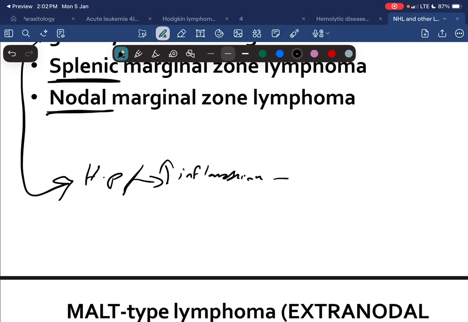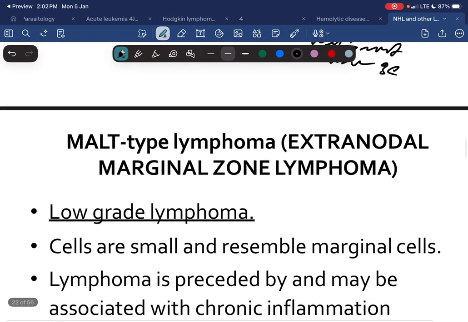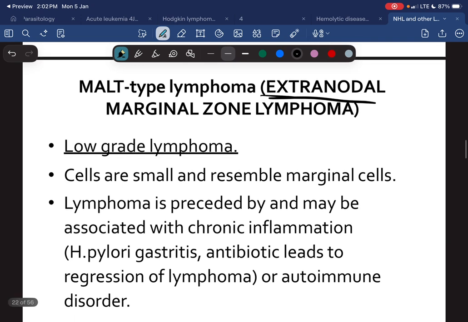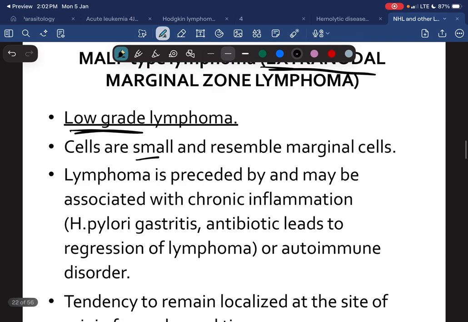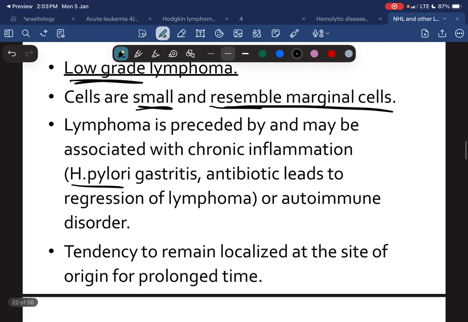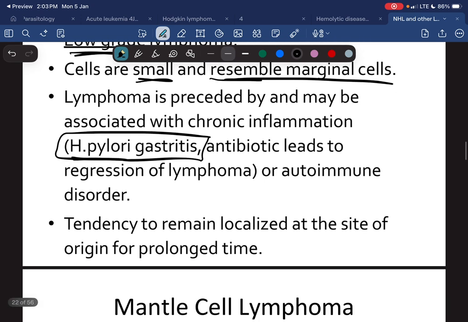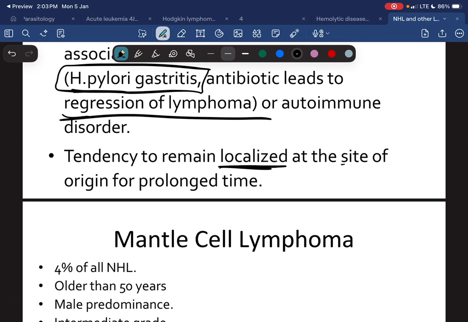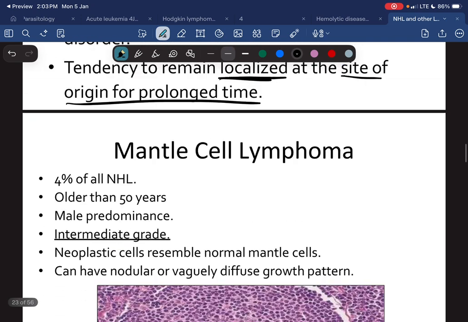Okay. طيب مثال على autoimmune diseases, for example, Sjogren syndrome affecting the salivary glands, also over a long period of time, an autoimmune and chronic inflammation can induce malignant transformation and extranodal marginal zone lymphoma development. The cells in marginal zone lymphoma are small and resemble marginal zone lymphocytes. تمام? It's a low-grade lymphoma as well.